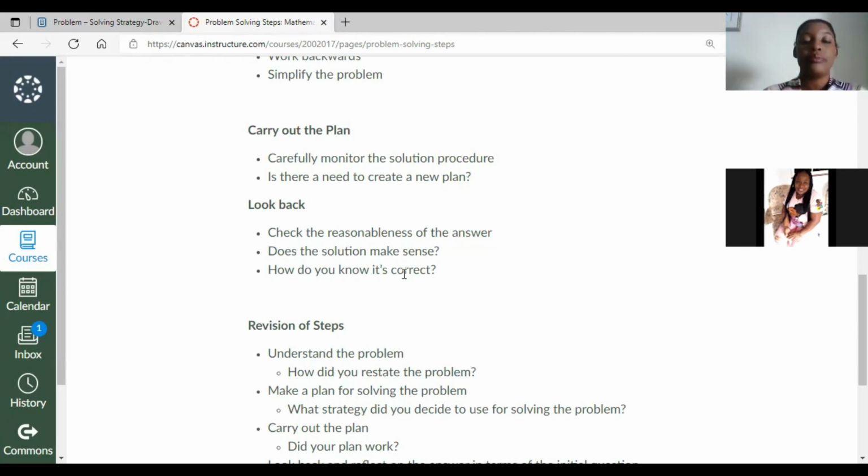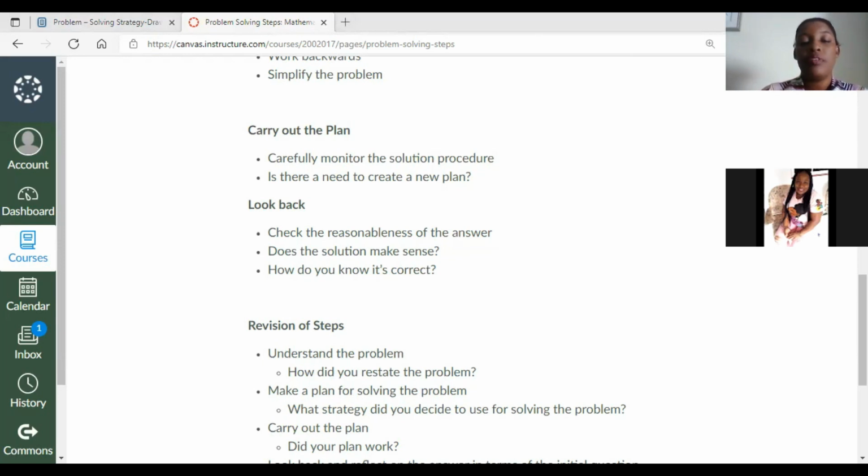So if you try a fractional diagram, you can work it out to make sure that it's correct. If you write an equation, you can plug in the numbers to make sure that the equation is correct. If you do, for instance, multiplication, you can divide to make sure that it's correct, or addition, you subtract. Various ways to check if your answer is correct. And that's what you should be doing for every problem that you're addressing. All right.